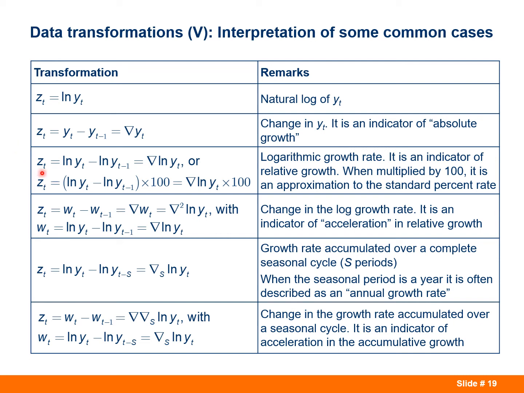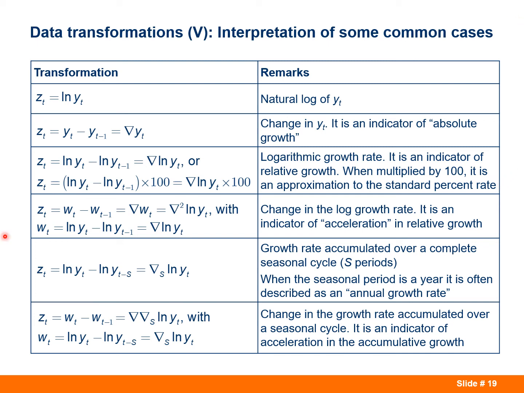If ct is equal to log yt minus log yt minus 1, or nabla log yt, or alternatively, it is the same transformation but multiplied by 100, this would be the logarithmic growth rate or log growth rate. This is an indicator of relative growth. When multiplied by 100, it is an approximation to the standard percent rate of growth.